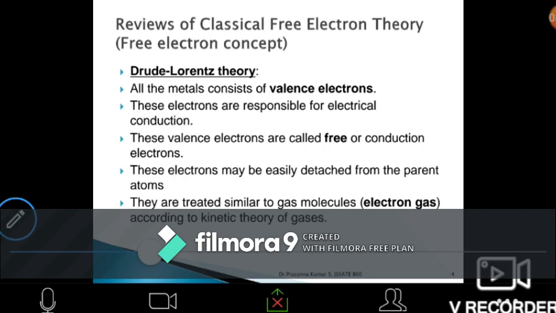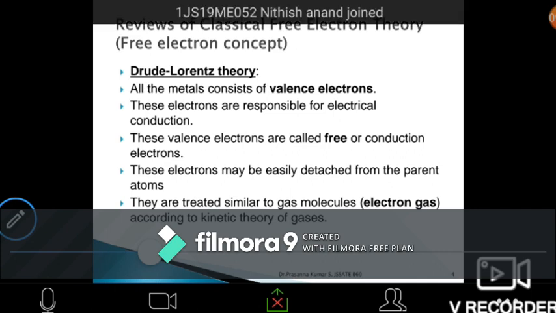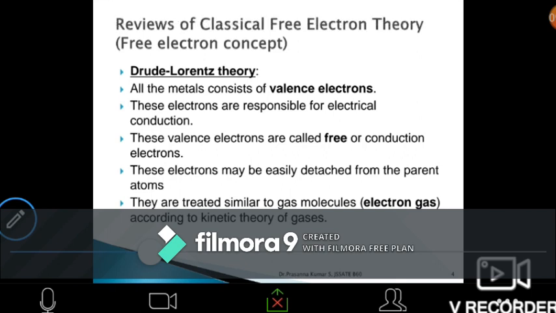Therefore, it can be easily released or removed with a small potential, or even with thermal energy, the valence electrons get released. It requires only a small amount of energy, either electrical or thermal, so that it can be easily removed. Here, Drude and Lorentz, in order to explain this electron theory of electrical conductivity, assumed that the electrons in the substance behave as an electron gas.